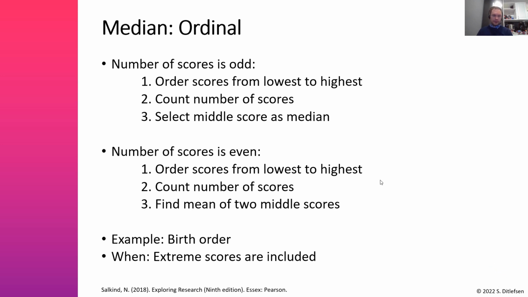And when do you use it? For example, with birth order. Who was born first? And you usually do it because it helps when extreme scores are included. So if someone is 90 years old, they will be excluded from the median.